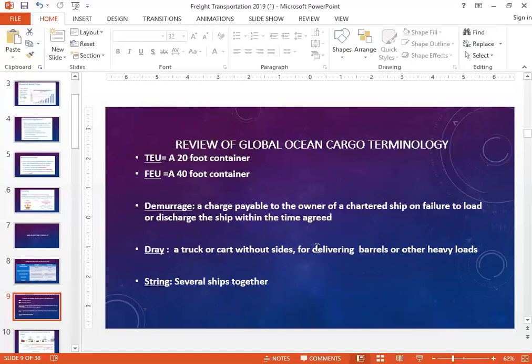Another word that's used commonly in shipping is dray. A dray is basically a truck or a cart without sides, and it carries heavy loads, and it's used usually on the ports and terminals. Just imagine a vehicle that doesn't have sides, and you can put very heavy loads or barrels on it to transport from one place to another. Another terminology commonly used in shipping is a string. A string is basically a series of ships that follow each other one after another on a waterway.